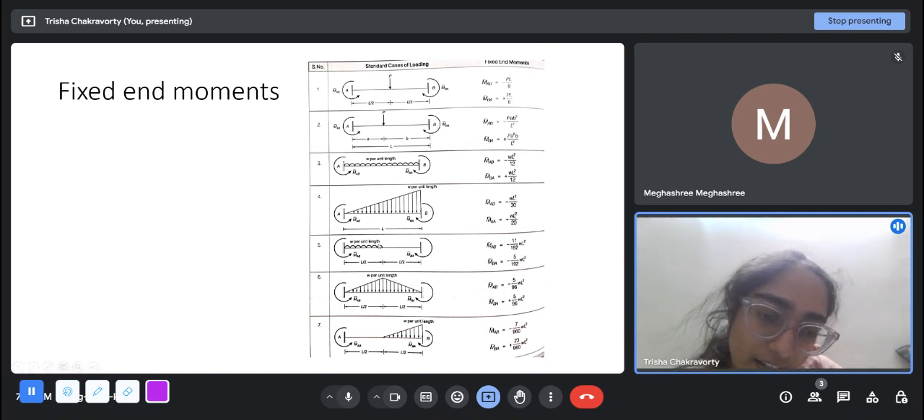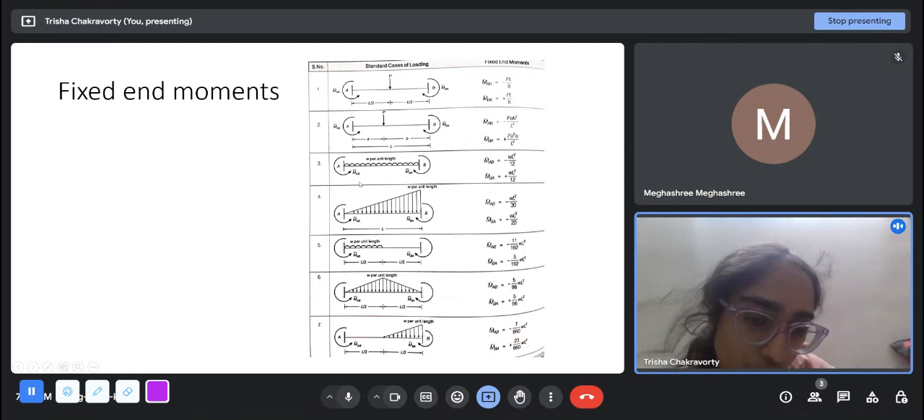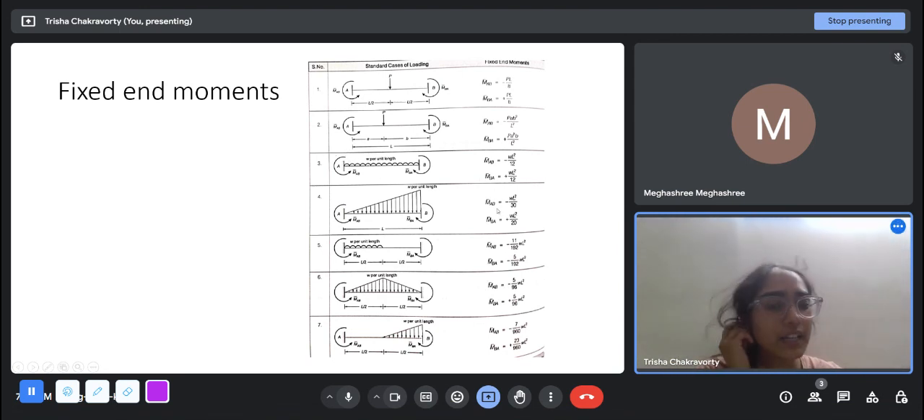Now these are very specific cases. Even if you don't remember the others, you should remember a point load at the midpoint, a point load at a general point, and a UDL on the entire span of the beam. Then the fixed end moments are WL square by 12. Minus and plus you can put accordingly. And these are some values that you will find in any standard textbook. You may remember these, but the first three you should remember.